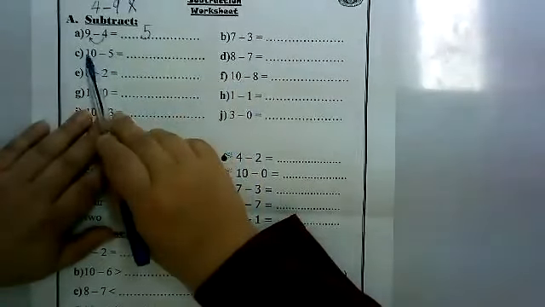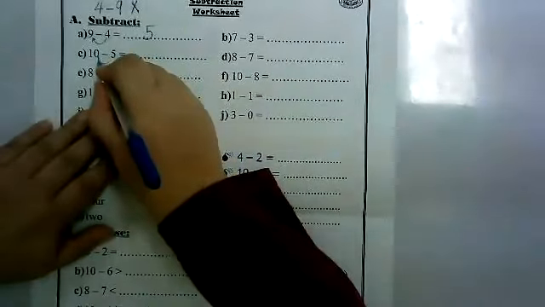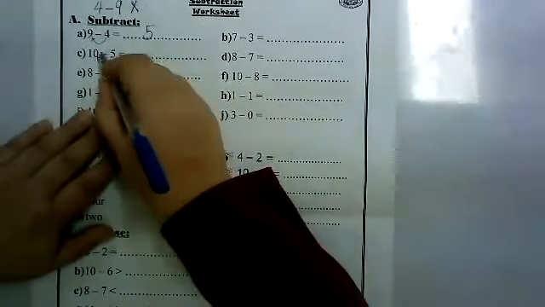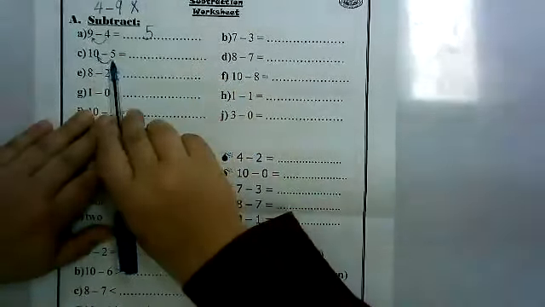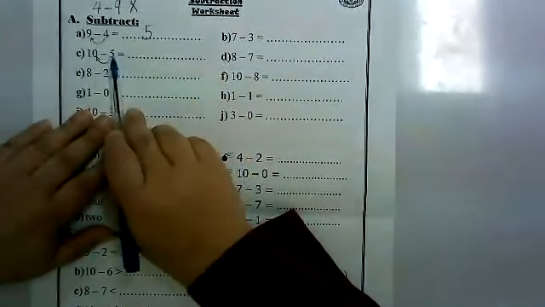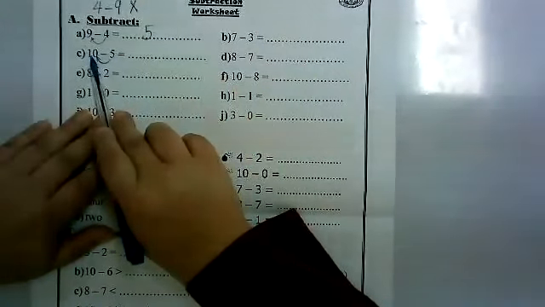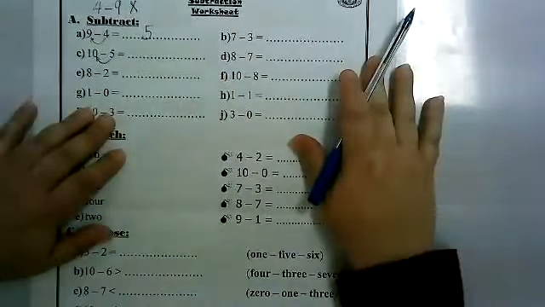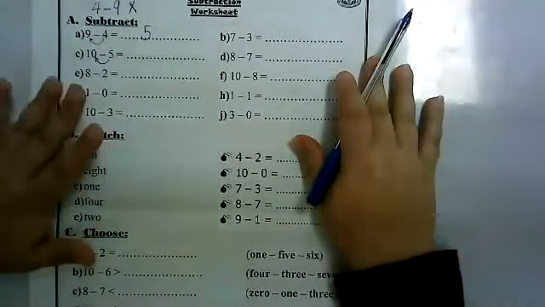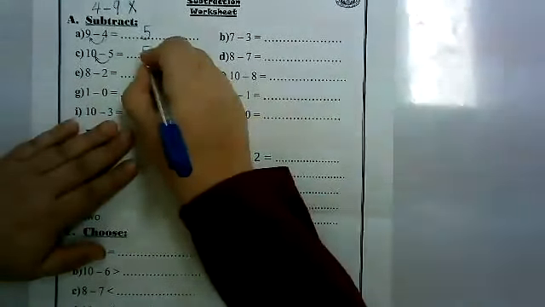Next, 10 minus 5. Draw an arrow from the smaller to the bigger. Of course, 5 is smaller than 10, so draw an arrow from 5 to 10. And count after 5 until where? Until 10. After 5: 6, 7, 8, 9, 10. How many fingers do you have? 5. So write 5. This is the answer.